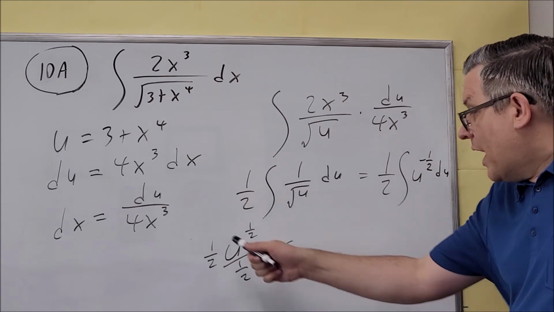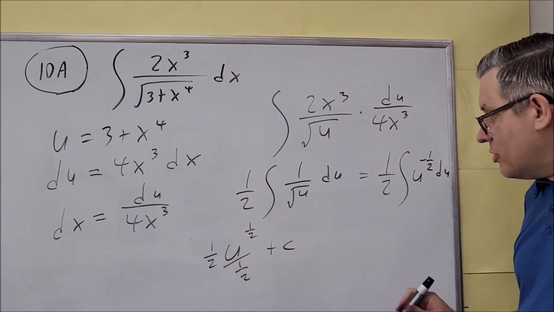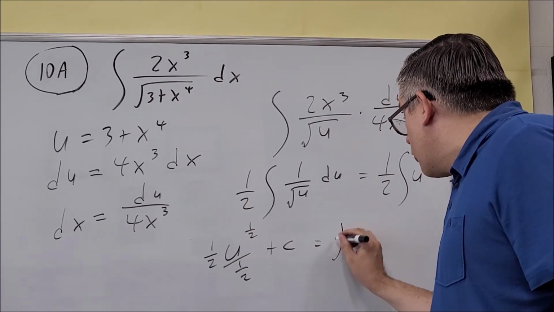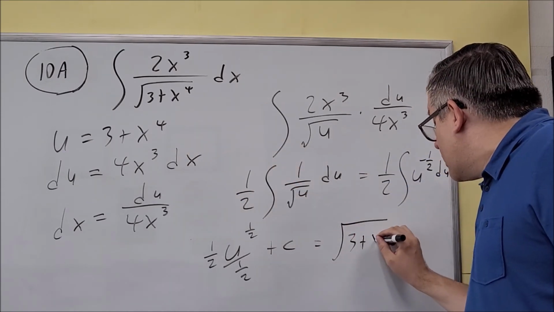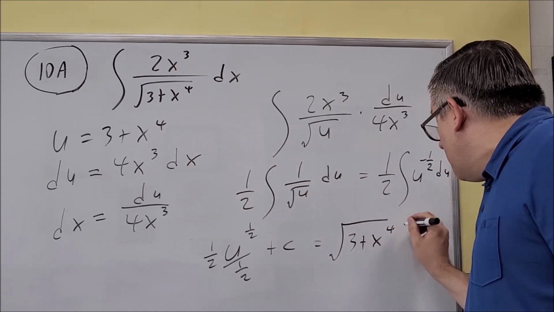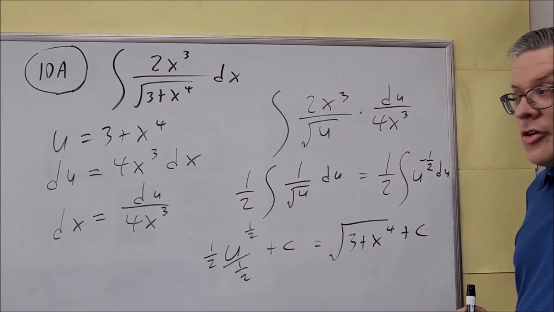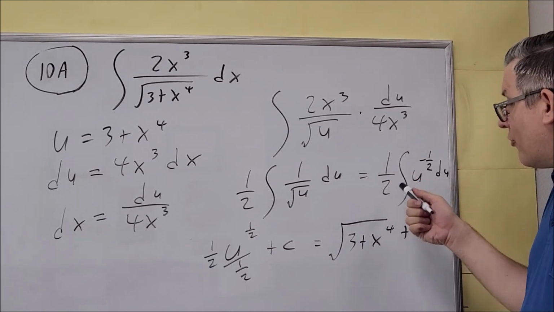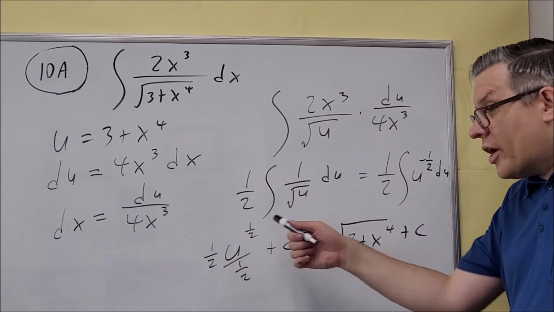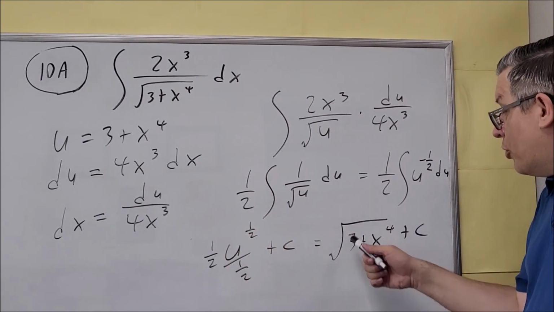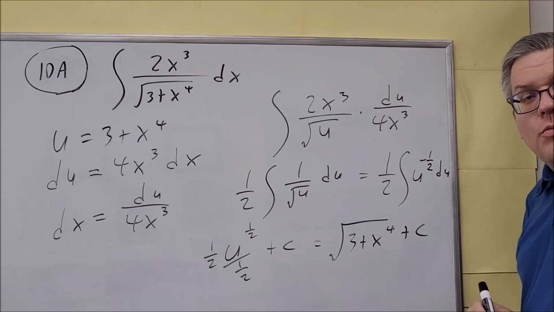Now, the 1/2, those are both going to cancel out. And now we just get the square root of u, but u, we can replace it with that 3 plus x to the 4th plus c. So that's going to be your answer. Because the 1/2 out front is the same as that one down below, that's why those cancel out. U to the 1/2 is your square root. We put the u back in, and so this right here would be your final answer.